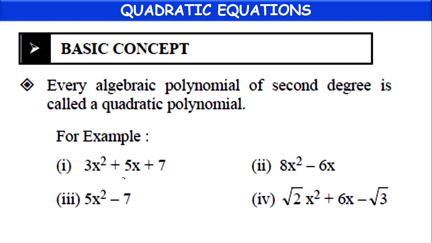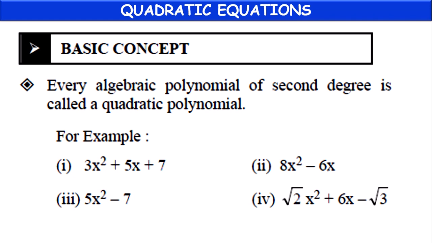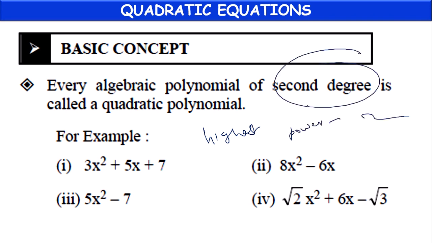If you see here, the third one, 5x square minus 7. Highest power is 2. Root 2x square: no need to bother about the coefficients. They may be root numbers or anything else. Just here the power is 2, the highest power is 2. So that's why it is called a quadratic polynomial. So this is the basic definition for a quadratic polynomial, children. You have to remember two things. Highest power should be 2. Then it is called a second degree expression, or it is also called a quadratic polynomial.